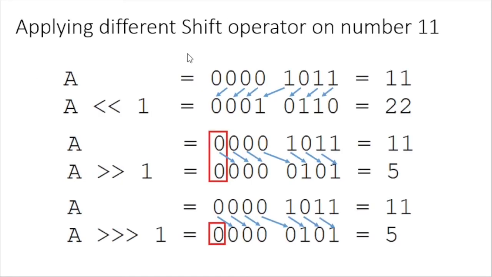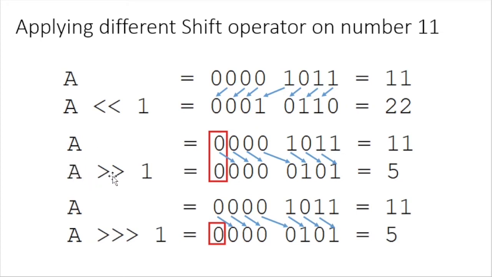Okay, let's apply different shift operators on the number 11. I have given the memory representation of the number 11 here. When we are performing left shift by 1 bit, you can see the bits moved by 1 bit and now the number became 22. It is always going to be double, as long as the number after shifting fits into the positive numbers range.